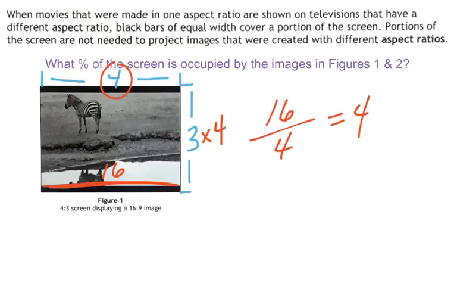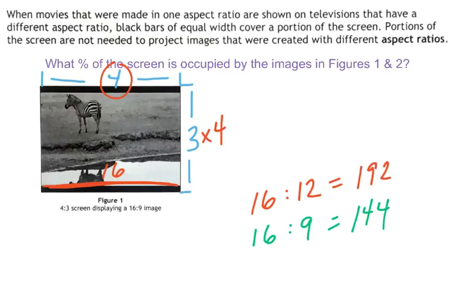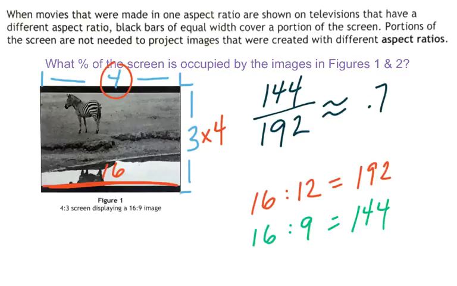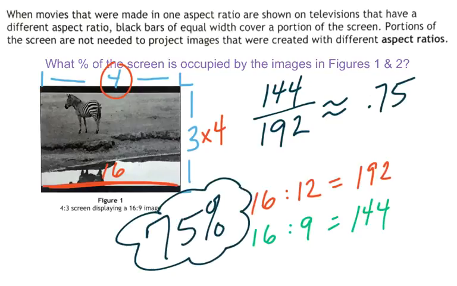So that means the basic idea is that the screen is 16 by 12 versus an image that's 16 by 9. So if we take the two areas, 16 by 12 is 192, that's the screen area, and then the image area is 144. So what we want to do is take the area of the image, 144, divided by the area of the screen, 192, and you get approximately 0.75. So that means 75% of the screen is occupied by the image.